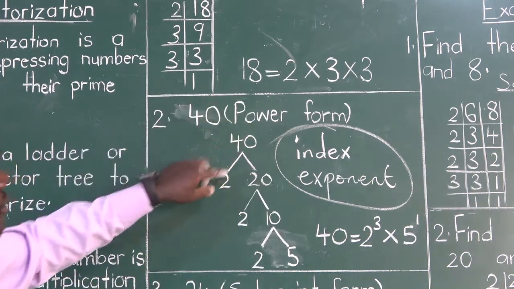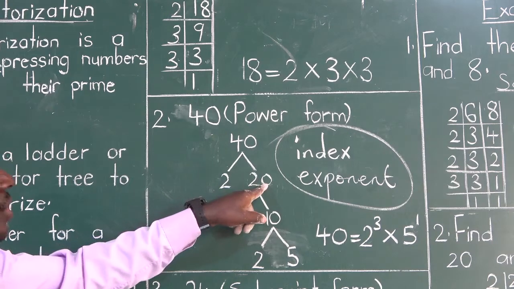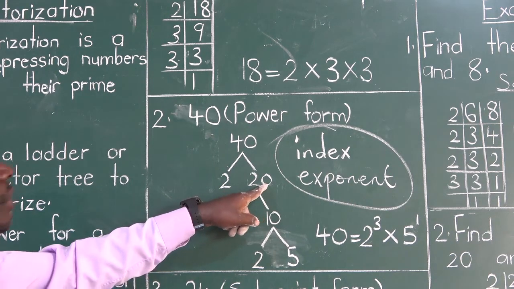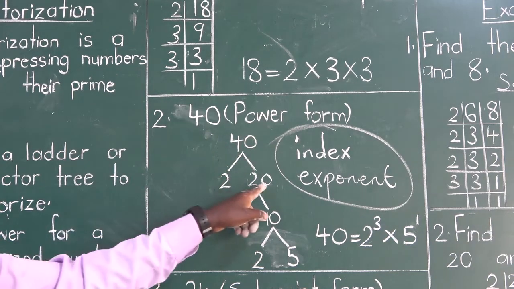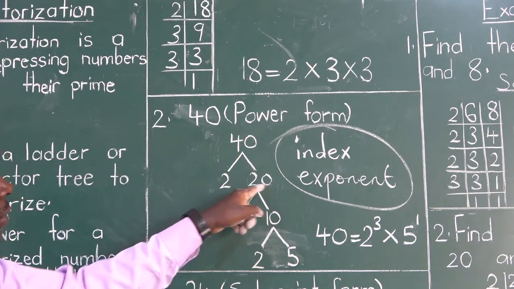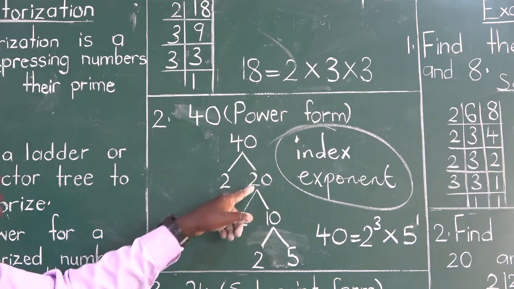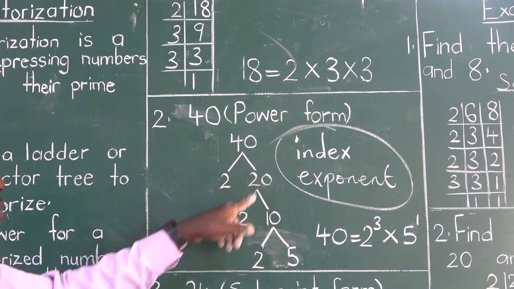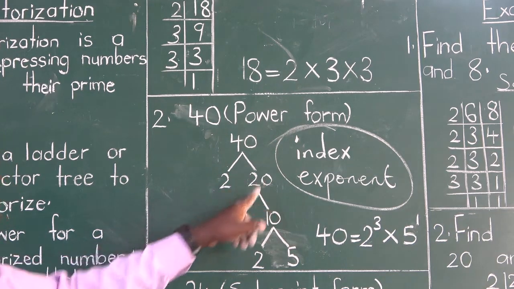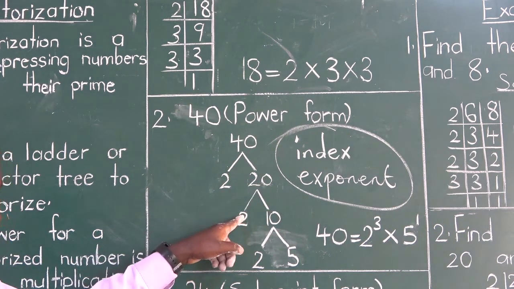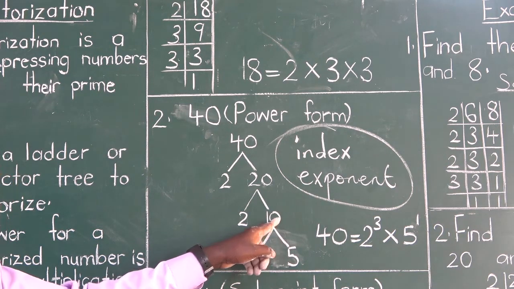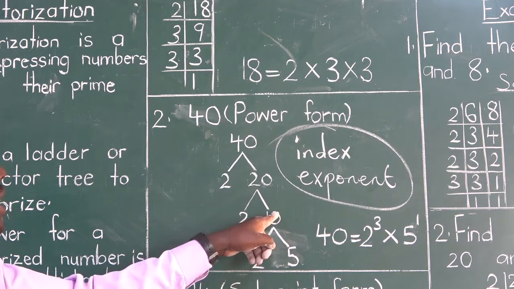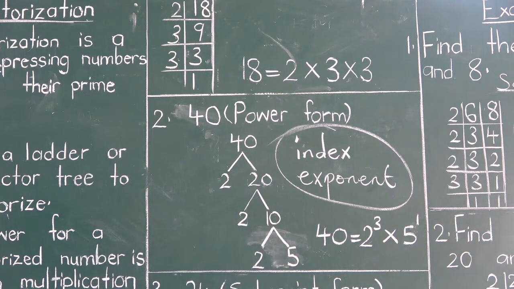Now, 40 divided by 2, you get 20. We are using a factor tree now. Later, we give the answer in power form. We draw this again. So 2 is still dividing that 20. 20 divided by 2, you get 10. 2 is still working. We draw like this. 10 divided by 2, you get 5. And the prime factor tree stops there.